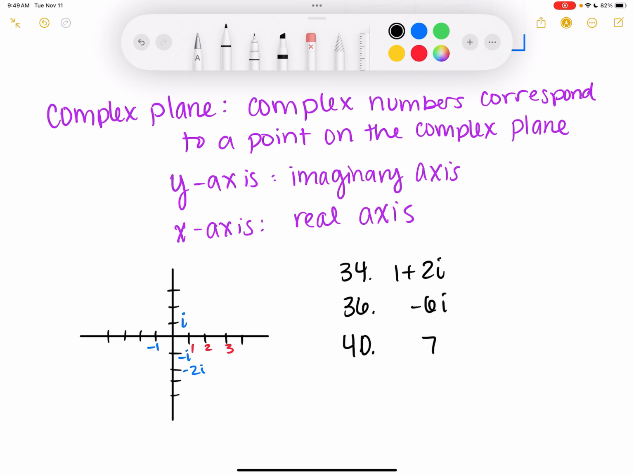I need to change that. I don't have room, well, I can make my graph bigger, I guess. I'll just make my graph bigger.